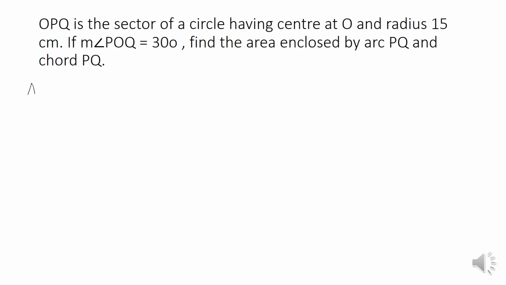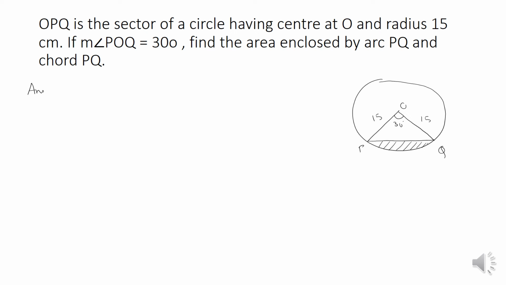Next, let us draw a diagram. There is a circle with center O, and PQ is the sector of a circle with angle POQ 30 degree. You have to find the area enclosed by arc PQ and chord PQ. This is my chord PQ. I am interested in finding this area, this shaded region.